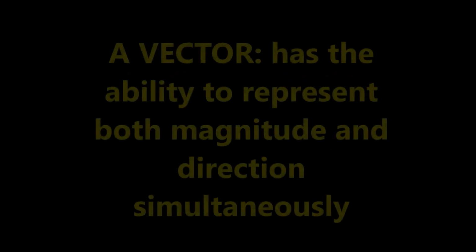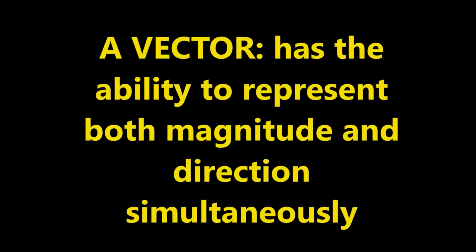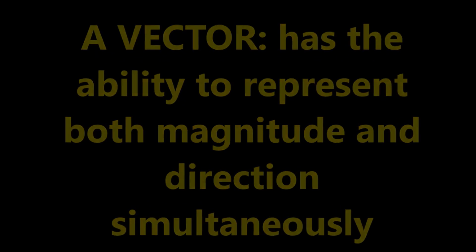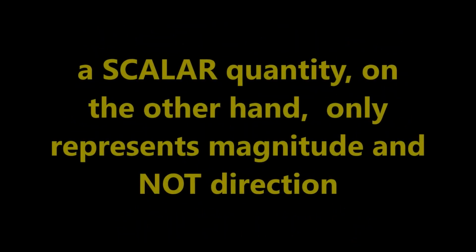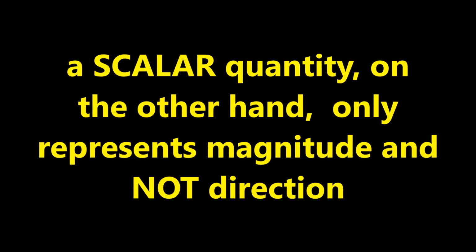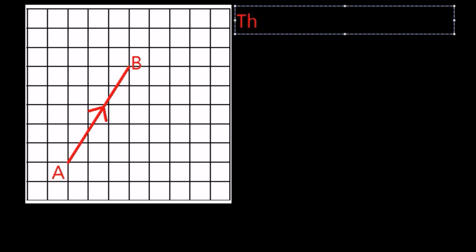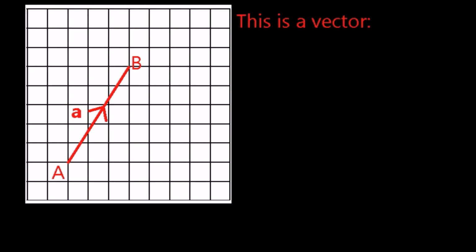Basics of vectors. A vector has the ability to represent both magnitude and direction simultaneously. A scalar quantity, on the other hand, only represents magnitude and not direction. This is a vector. This is its magnitude. And this is its direction, from A to B.